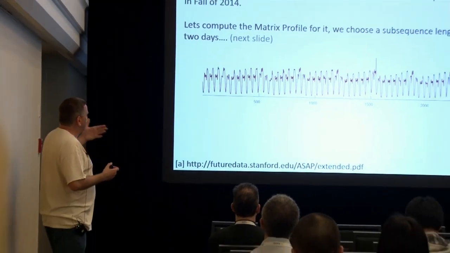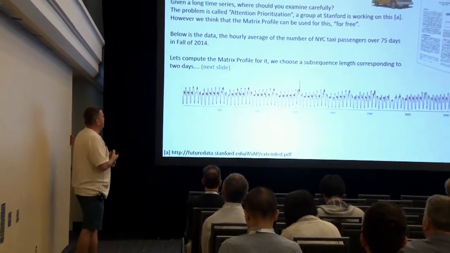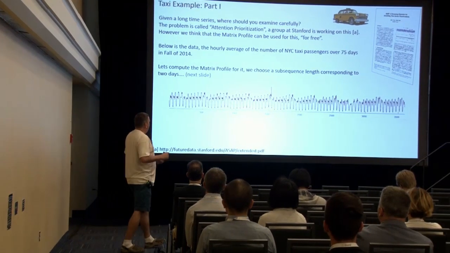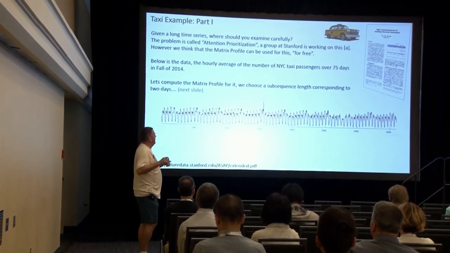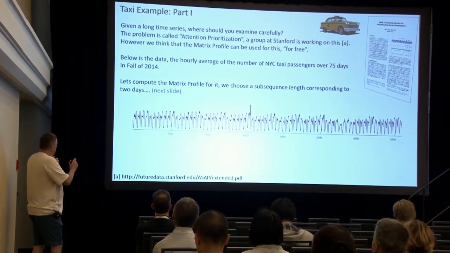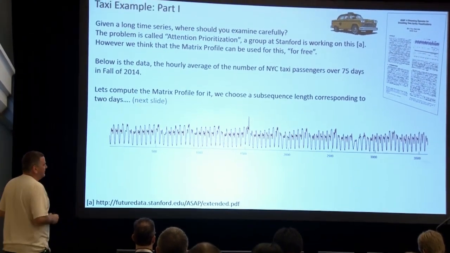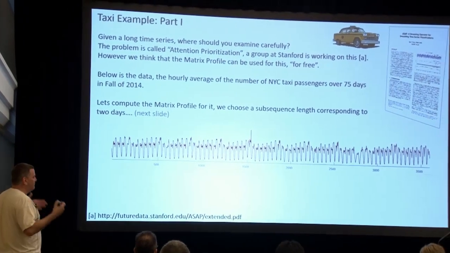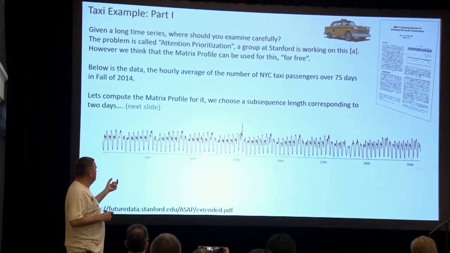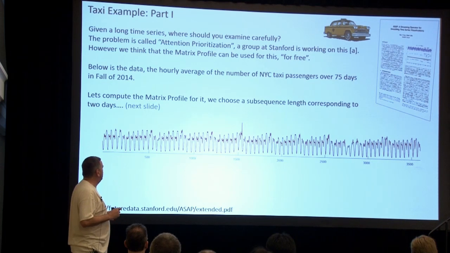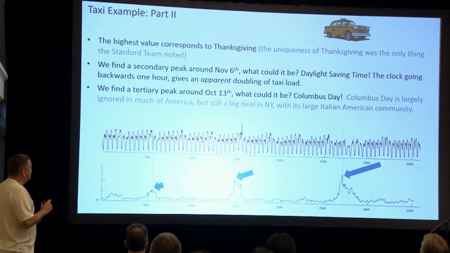So here's a data set. This is taxi demand in the fall in New York, in downtown, I should say. There's some kind of obvious periodicity day by day, but what else can you say about this? Let's compute the matrix profile. Let's do it at a two-day length and see what we see. And here's what we see.